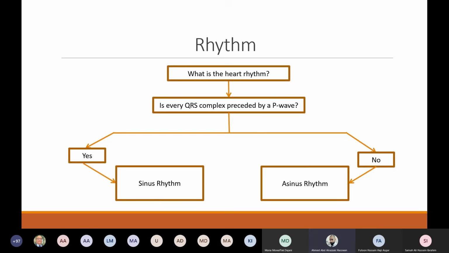Now let's go to the rhythm. The rhythm in the ECG is not just saying regular or irregular.